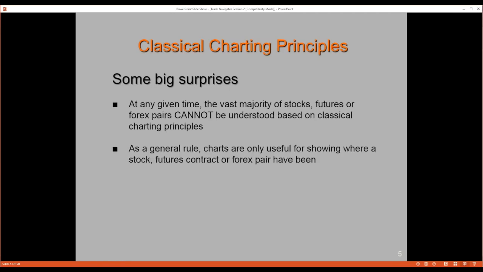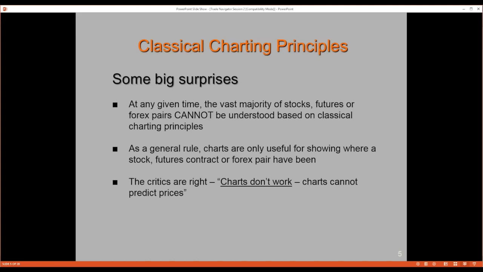As a general rule, charts are only useful for showing where a stock, futures contract, or forex pair has been. I actually do not believe that charts are useful to predict prices of any given item. I think the critics are right. I think charts don't work.